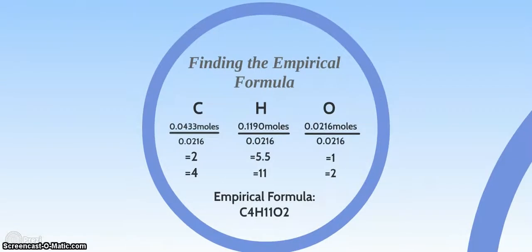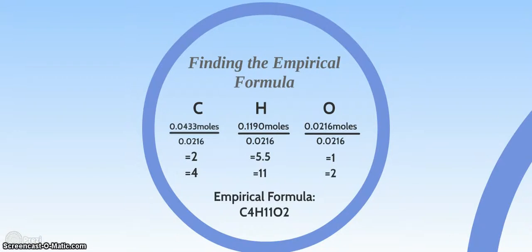The final step is to find the empirical formula. We use the lowest number of moles, which in this case is oxygen, with 0.0216 moles, and divide the moles of hydrogen and carbon by that amount. This gives us the ratio of 2, 5.5, and 1.